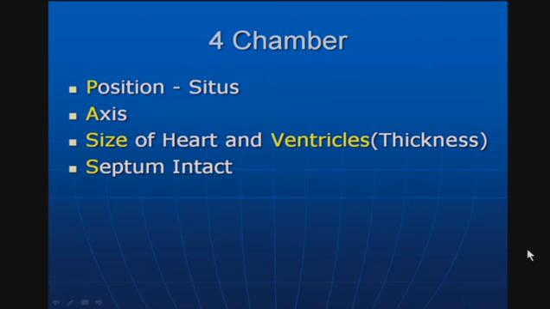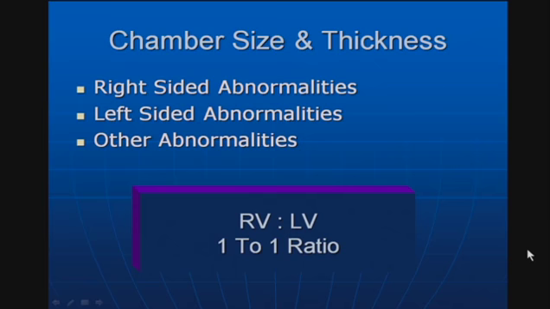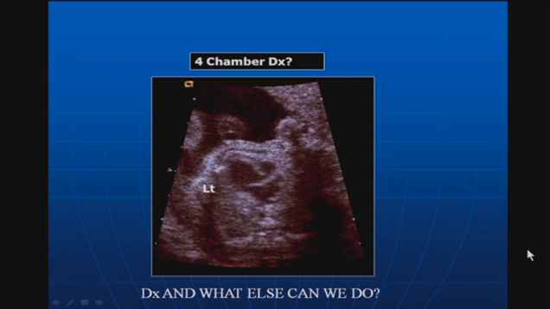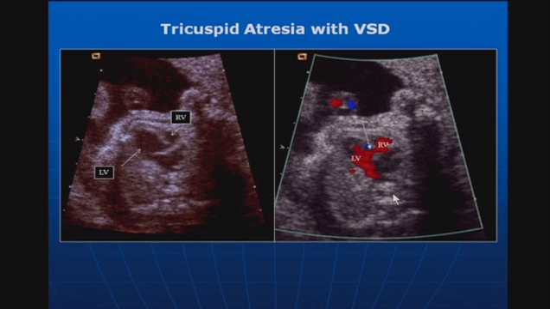Next, we're going to look at size of the ventricles, and in particular, we're going to look at the size between the right and the left ventricle. So is it a right-sided abnormality, a left-sided abnormality? In general, the ratio between the right and the left on a good 4-chamber view of the heart should be about 1:1. However, we look at this case, left ventricle here, right ventricle here, marked discrepancy in size, and you can also see very small VSD.